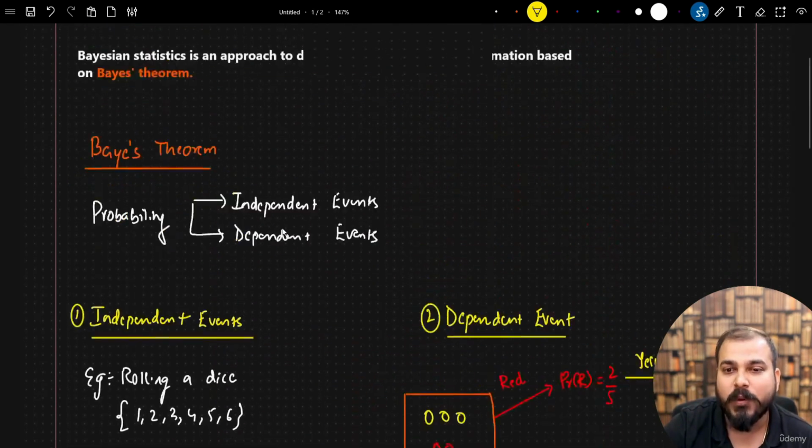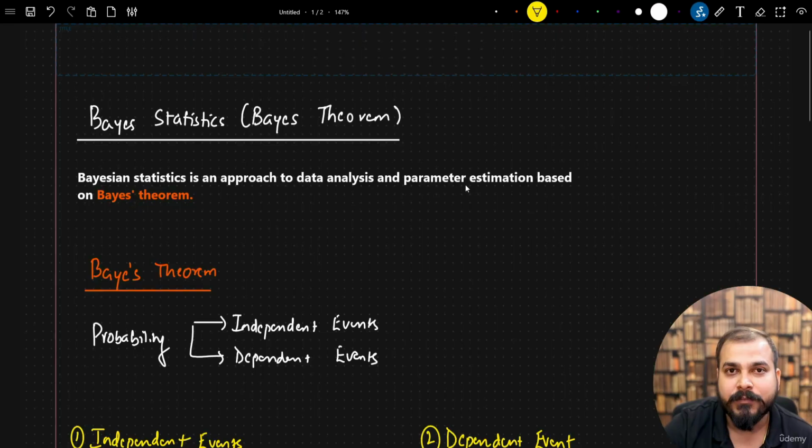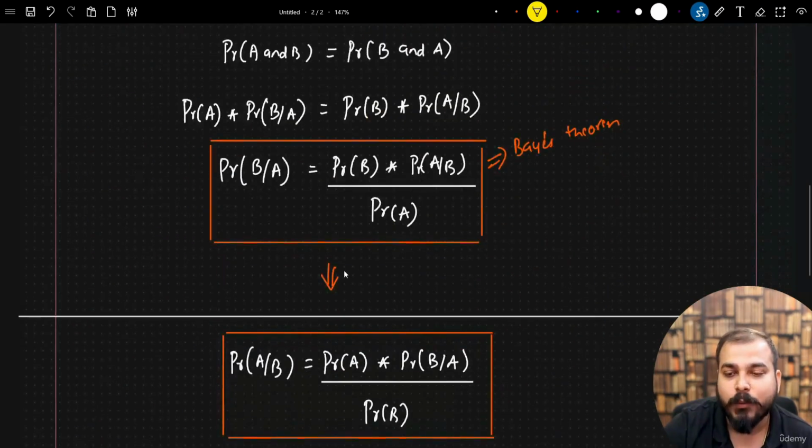So I hope you were able to understand Bayes' theorem and what the Bayes' theorem equation looks like.